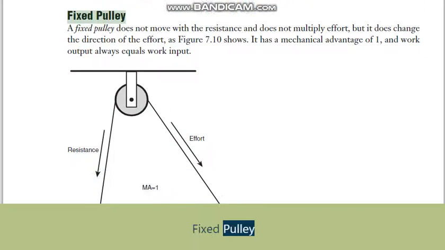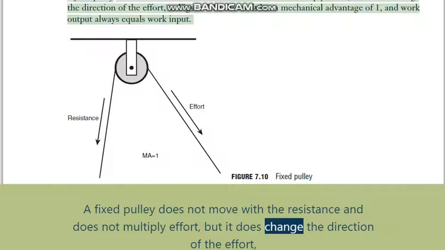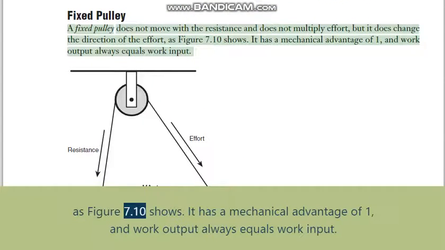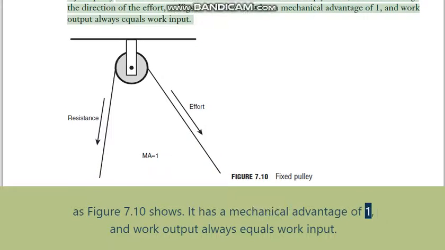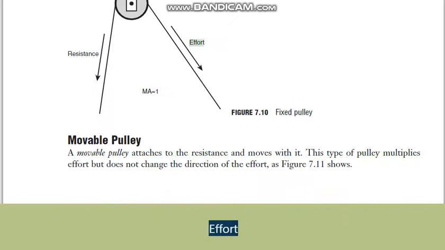Fixed pulley. A fixed pulley does not move with the resistance, and does not multiply effort, but it does change the direction of the effort, as figure 7.10 shows. It has a mechanical advantage of 1, and work output always equals work input. Effort.